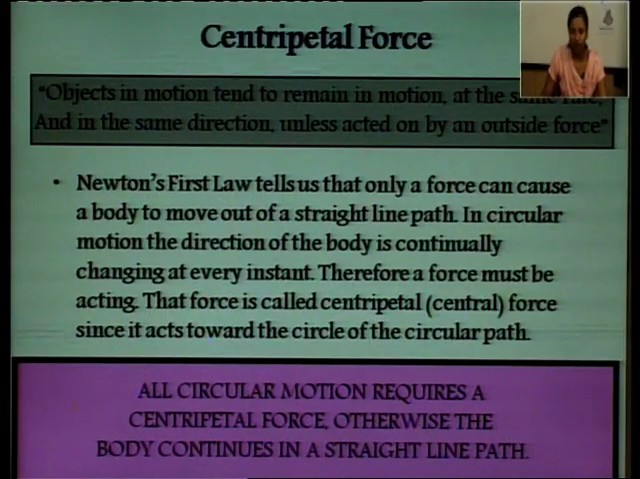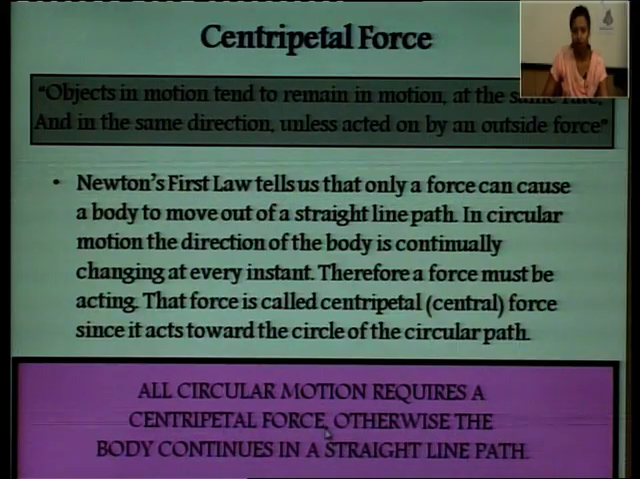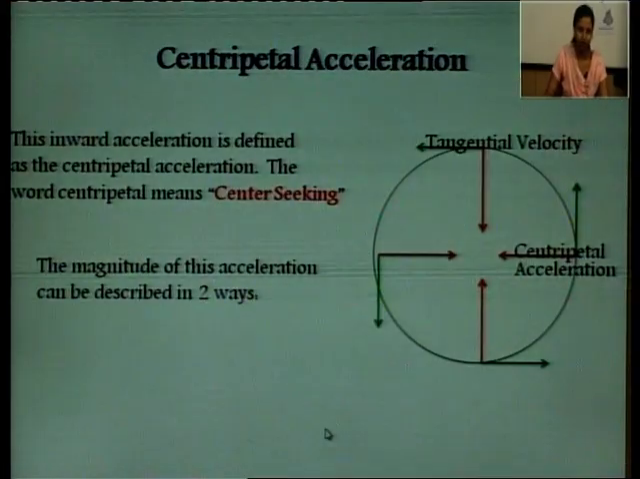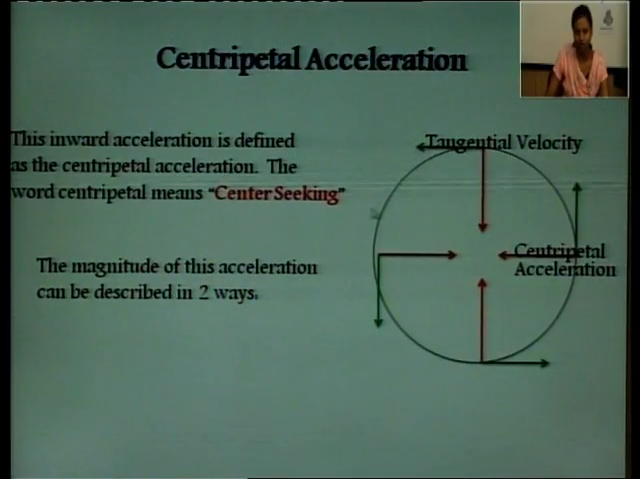You already know, if a body is moving in a linear path and we don't apply any force, then according to Newton's first law, it continues to move in the same path. But if we apply some force on the body, then its direction changes. So this force is called centripetal force. This is the direction of centripetal acceleration, and this is the tangential velocity or tangential acceleration. So centripetal acceleration is always towards the center.